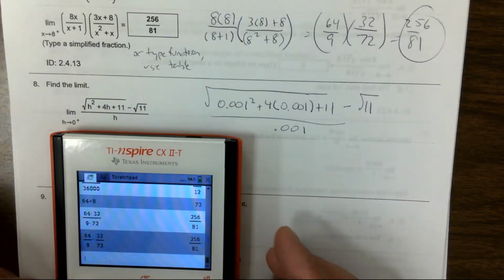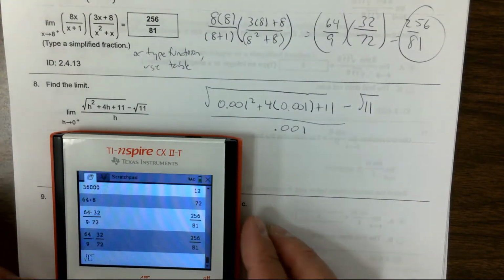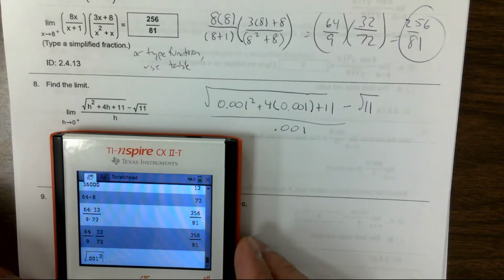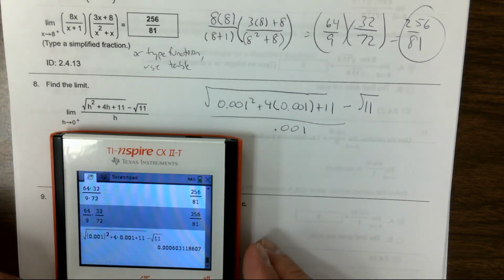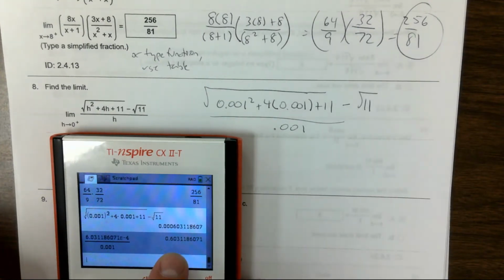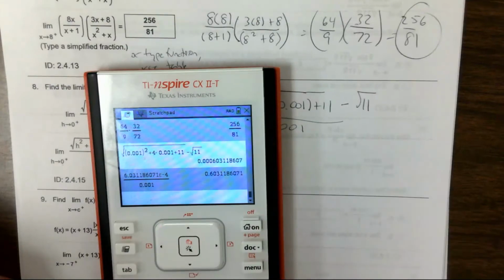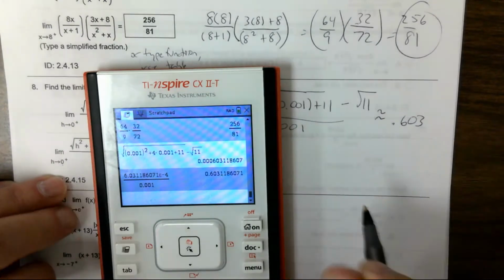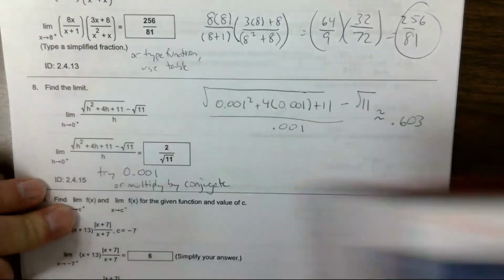It's too bad there's not an undo. 0.001 squared plus 4 times 0.001 plus 11 minus square root of 11 and then divide by 0.001. Okay, that doesn't really help us too much. I know it's approximately 0.603, but that's not going to work out the way that we had hoped.